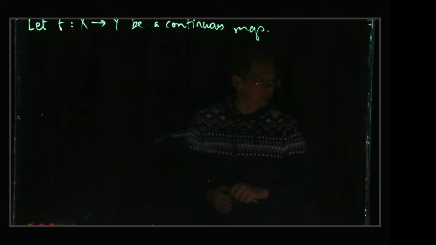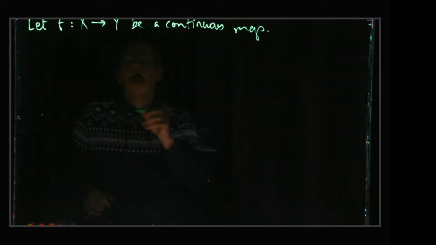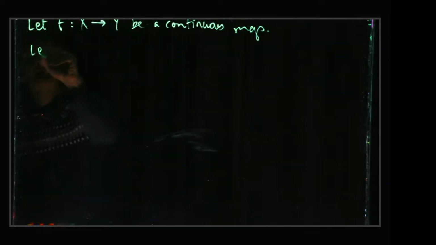Okay, so now I want to discuss the effect of continuous maps on these sets pi0 that we've been thinking about. So let f from X to Y be a continuous map. Of course X and Y are supposed to be topological spaces here. So the first lemma.